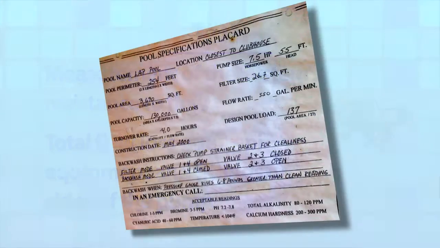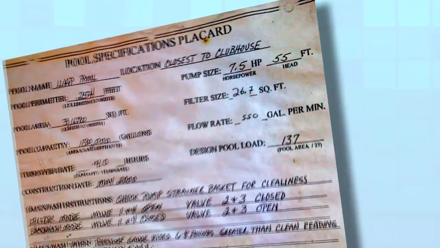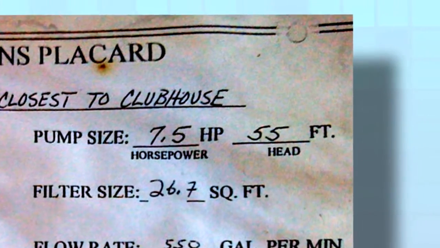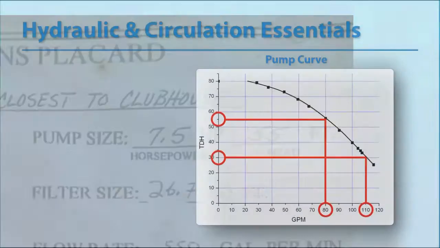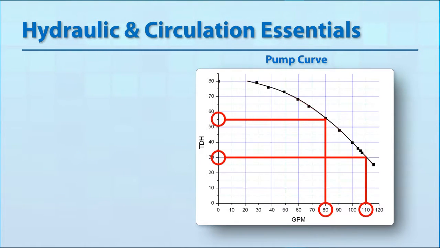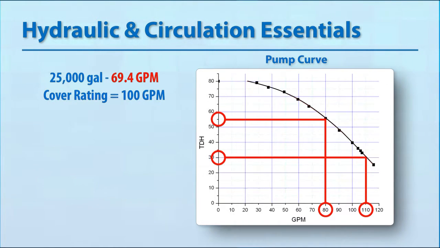The problem we see is that many health and building codes specify a fixed TDH, like 50, 55, or 60, and the pools have been designed to meet the minimum turn at that number. So remember that we calculated the 6-hour turnover for a 25,000-gallon pool at 69.4 GPM. Let's look at that again. If the health or building code specifies 55 TDH, and we look at this pump curve, we see that 80 GPM is sufficient to meet the turnover requirement of 69.4 GPM.